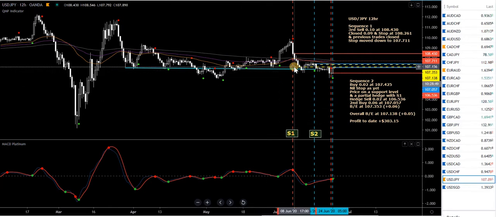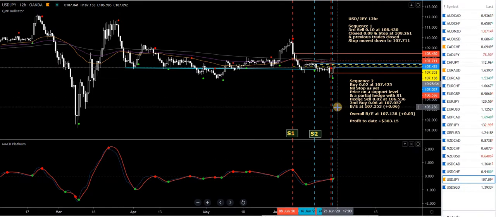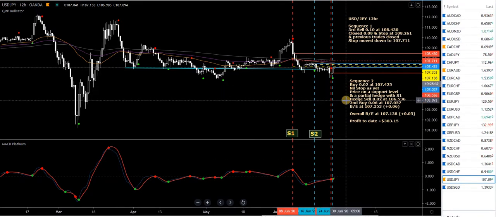All right, we took the sell here. Got a stop in place. That's that dotted line. These yellow lines are the break-even levels, all right? So I started a new sequence with a buy. Yesterday I took a hedge sell on that. This is sequence 2, you can see that, hedge sell.